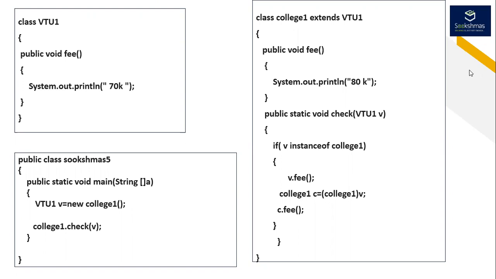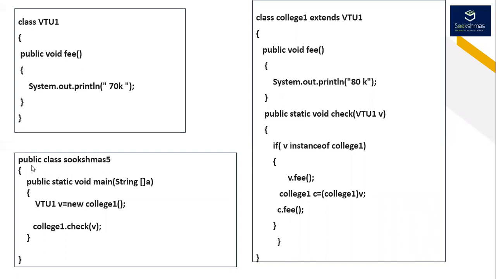And I have one more method here, a static method, public static void check1. Here v is a reference that belongs to the class called VTU1. And I'm just checking the condition with the instanceof operator: v is an instance of College1. Also, with the help of the reference v.fee, I'm calling fee. After that I'm performing a downcasting operation, typecasting v to College1 and assigning it to the reference of College1. With the help of this, again I'm calling fee.